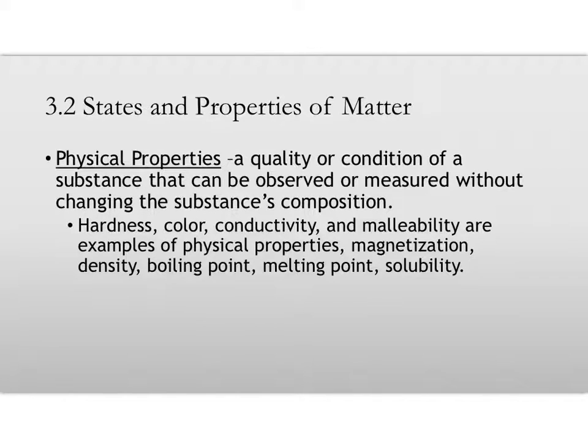Other properties: magnetization, density, boiling point, melting point, solubility. These are things that you can measure without changing them. You might think that boiling a sample of water would be a chemical change, but if it's liquid water or if it's steam, it's still water. So that is a physical change that's been made to the water. Therefore, measuring the temperature at which it does boil is a physical property.